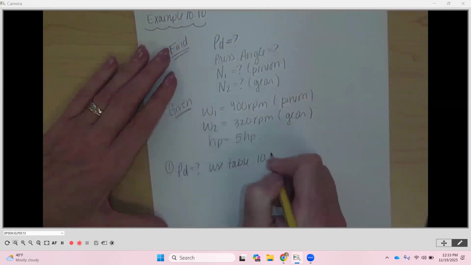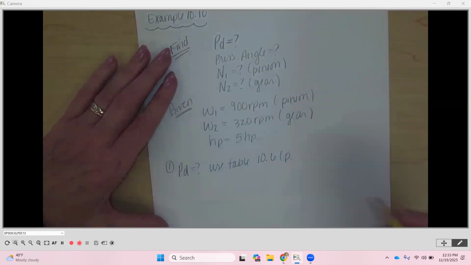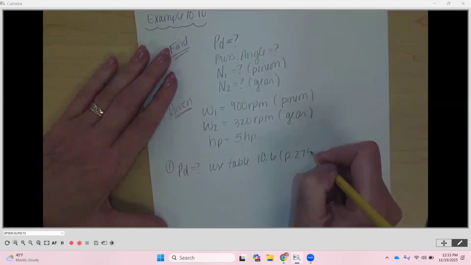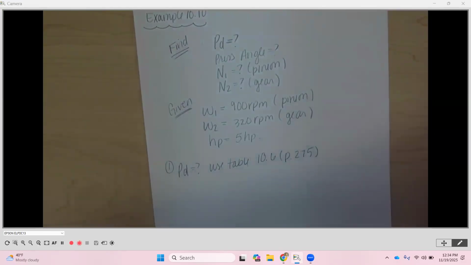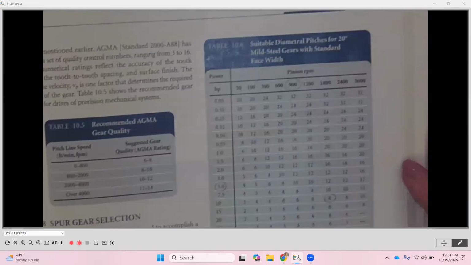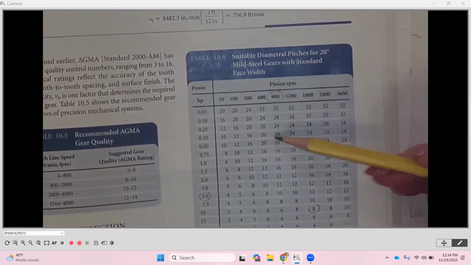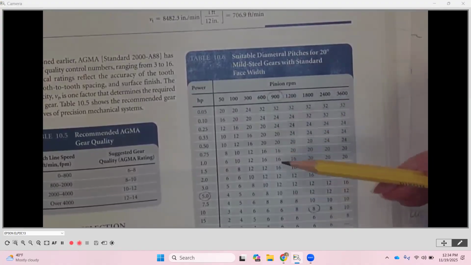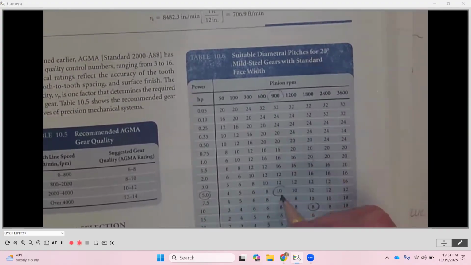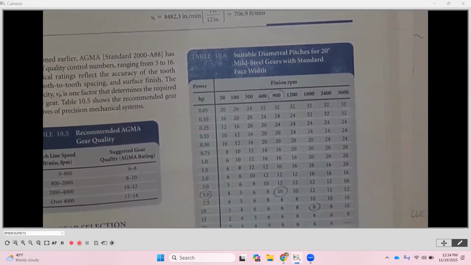table 10.6 again. Okay. And again, if you need to go back and reference this for your homework, sometimes I like to put these on, especially if you need to reference back to a particular chart. We're looking at table 10.6. So we want to find our 900 RPM column. Okay, I circled it at the top here, and the 5 horsepower row. And where those two come together, notice that our diametral pitch is going to be 10.